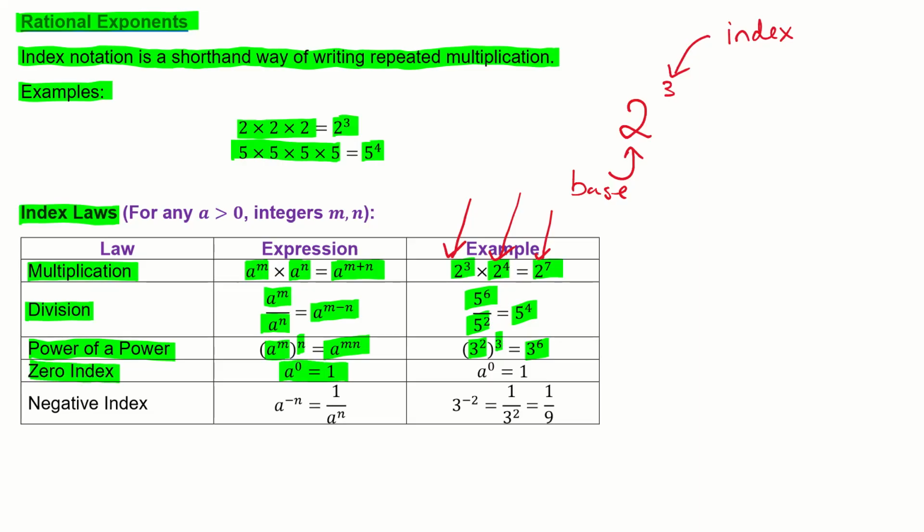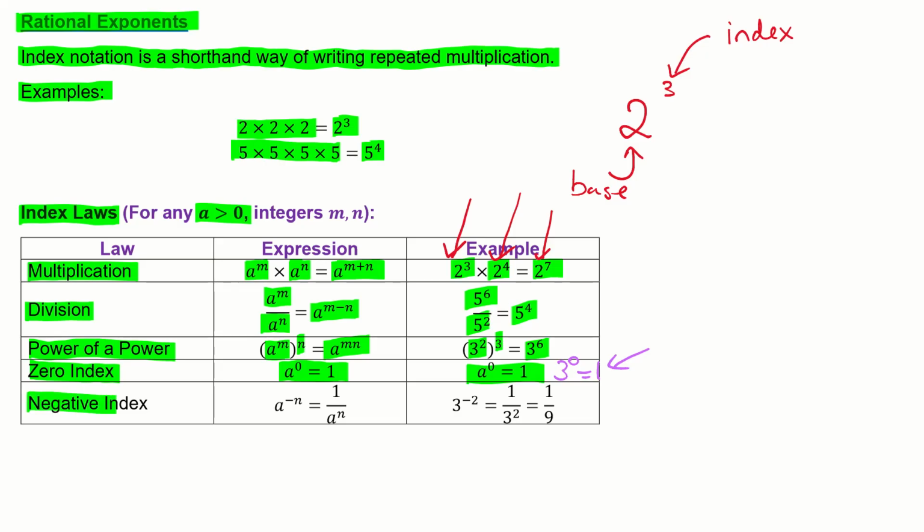There's the zero index law. A to the 0 is always 1 for any a that satisfies this criteria. It has to be a positive number. I've got example a to the 0 is 1. That's a little bit of a mistake. For example, 3 to the 0 is 1, and I'll correct that in the notes.